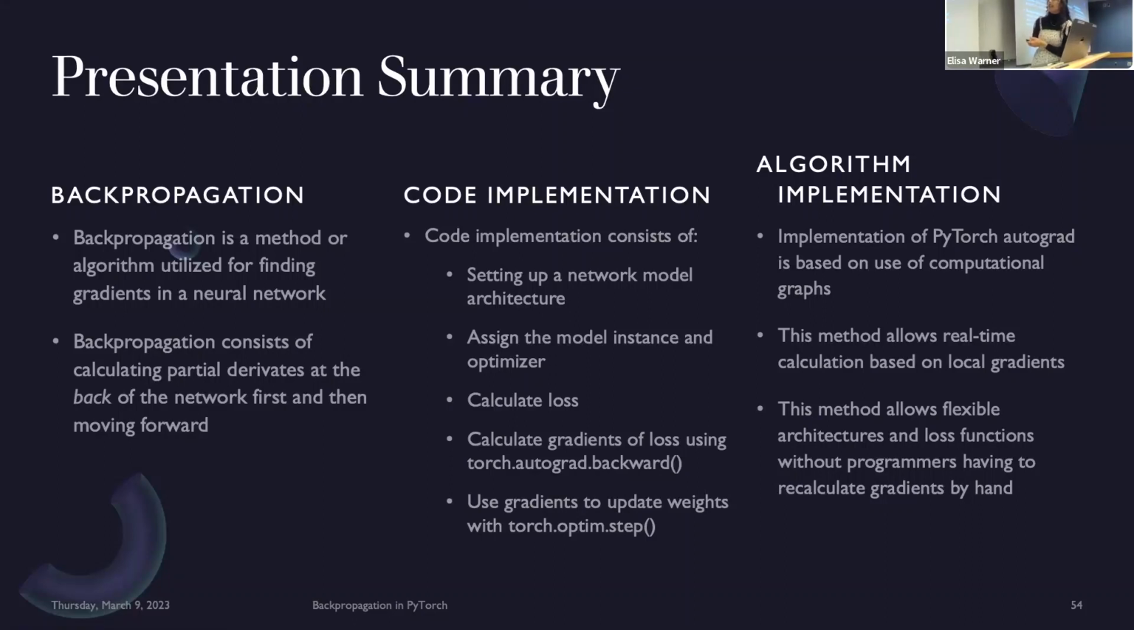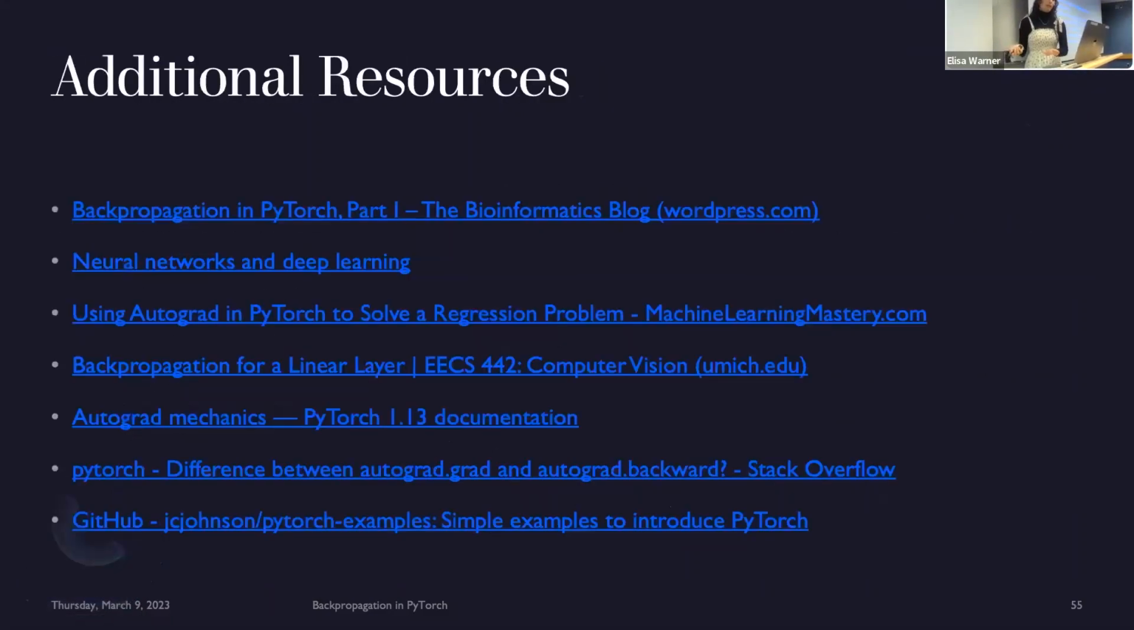And then the algorithm implementation. So we looked a little carefully at how PyTorch uses computational graphs, and it allows this real-time calculation based on local gradients. We looked a little bit at the source code and saw how they define these operators, which help us do backpropagation. And so I'm just going to end this presentation with some additional resources in case you weren't able to catch all of that.